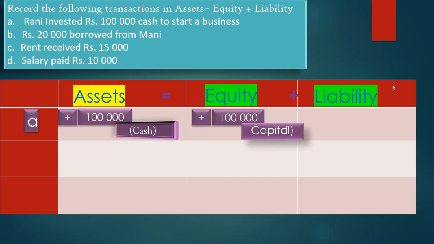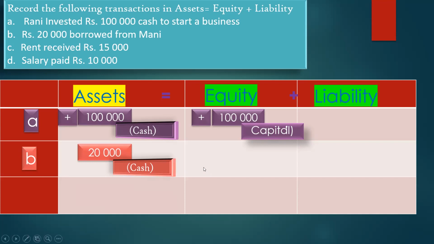Next, 20,000 borrowed from Money. Borrowed means it is a loan. We have to repay, so we call it liability. When you borrow 20,000 from Money, you receive cash. Your cash increases by 20,000. And where else do you record this plus 20,000?